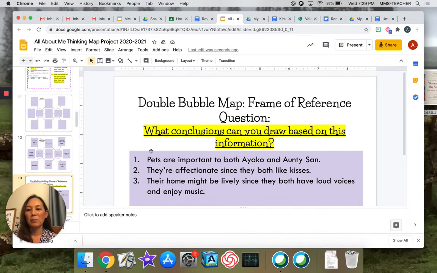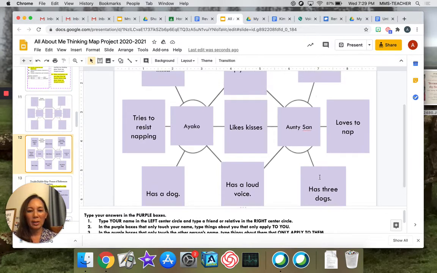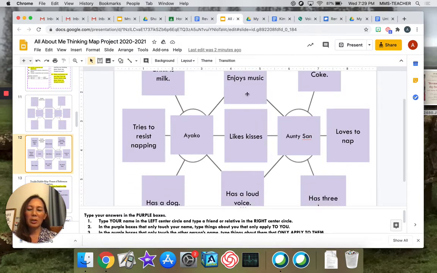And last, Ayako has a dog, and one dog. And the difference with Auntie San is that she has 3 dogs. Okay, so that's an example of the double bubble and their differences. Now, these 3 boxes in the middle, you can see that this line touches both Ayako and Auntie San. It's a connecting point, right? So these are the similarities between Auntie San and Ayako.